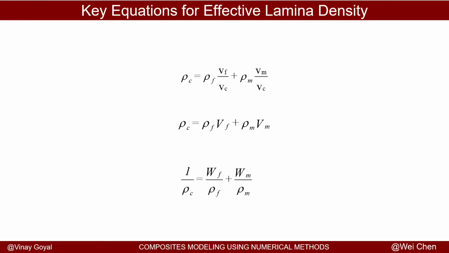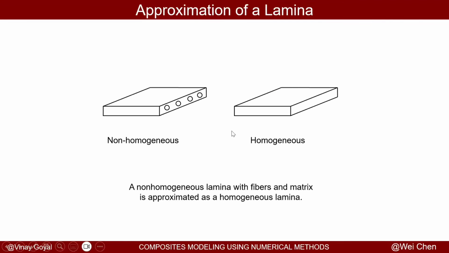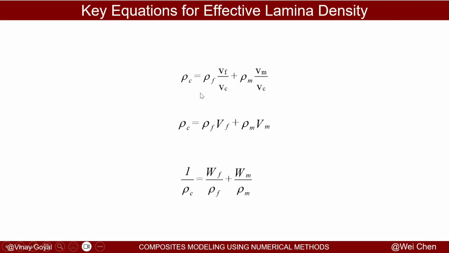If I were to look at density, how can I get the effective density of the composite if I know the density of the fibers and the density of the resin, or the matrix material? With that information, I should be able to find the density of the composite as a whole, the homogeneous density. In this case, the density of the composite can be determined as being equal to the density of the fibers times the volume fraction of the fiber, plus the density of the matrix times the volume fraction of the matrix.